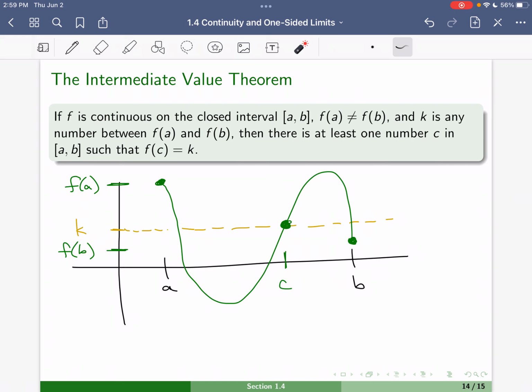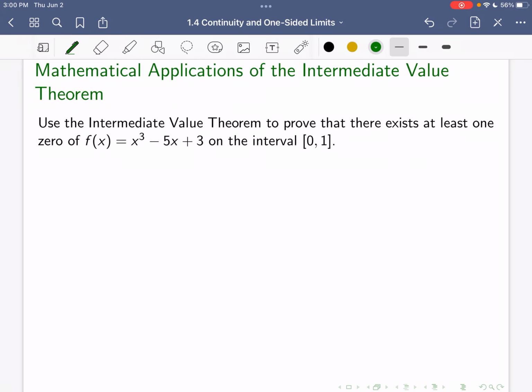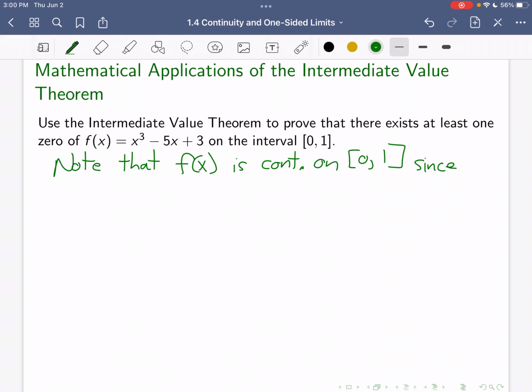All right, so let's use this intermediate value theorem in a problem. Use the intermediate value theorem to prove there is at least one zero of f of x in the interval from 0 to 1. So let's first note that f of x is continuous on 0, 1, since it is a polynomial. And polynomials are continuous everywhere.